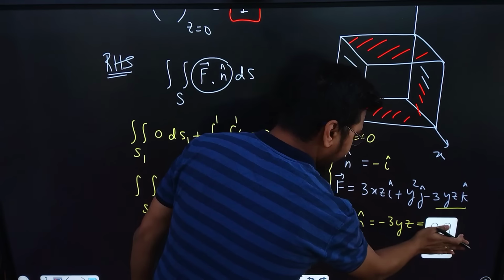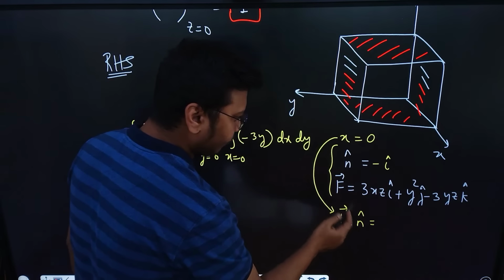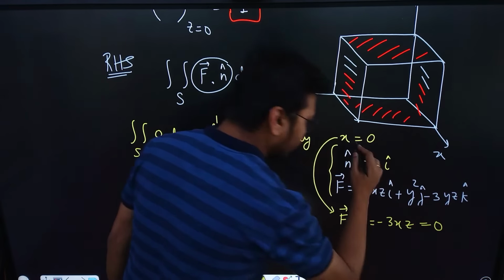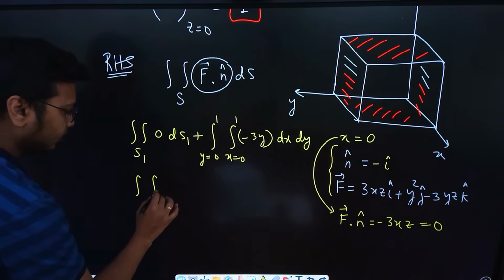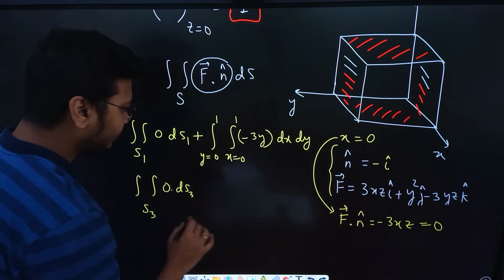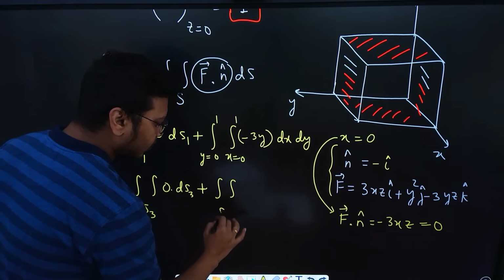So if I calculate f dot n cap, that's going to be minus 3xz, and if I put x equals 0, then that's going to be 0. So this is again 0 dS3, so I don't need to specify my S3 over here. I'll be moving on to S4.